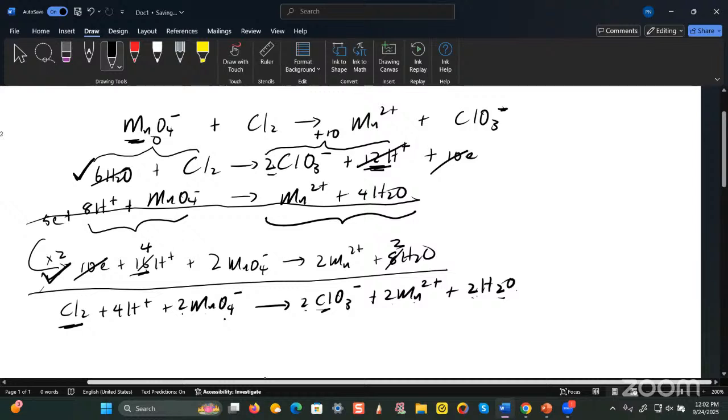And then we have to look at the charges, right? What's the total charge on this side here? 4 plus minus 2. So that's plus 4 minus 2, which gives plus 2. And then on the right side, what do we have here? Minus 2 plus 4. That gives you plus 2. So the charges are balanced on both sides.